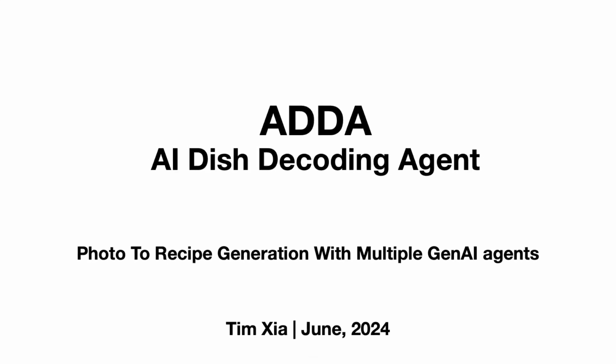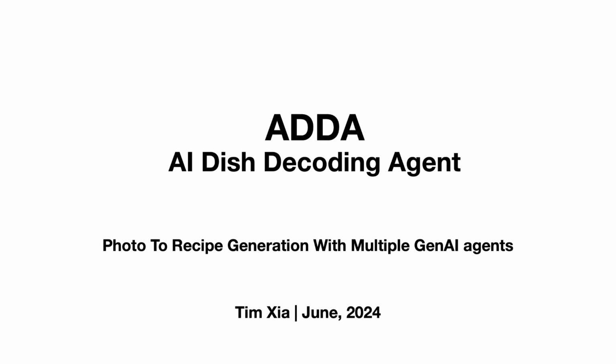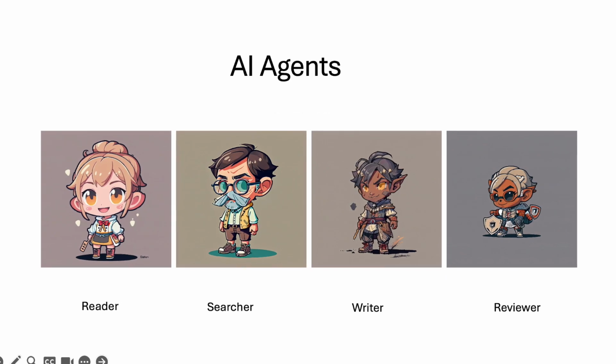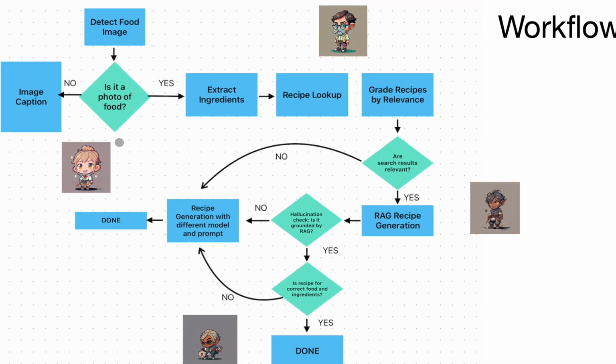I'm ADDA, AI Dish Decoding Agent. My job is to turn photos of food into recipes. I have a team of 4 agents: reader, searcher, writer, and reviewer. Now let me show you our typical workflow.